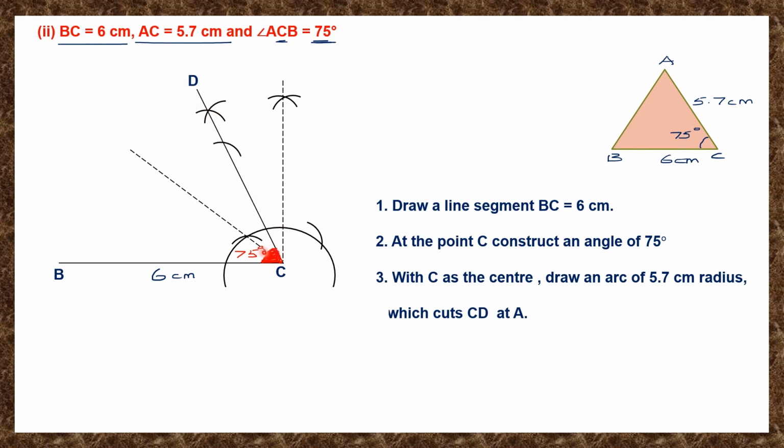Now let's see that. So here we have cut the line. This is 5.7. Okay, so here we're going to name this point A. Now join BA. So now can you see we have a triangle. So let's see whether we have everything. BC is 6 centimeters. Yes. Angle C is 75 degrees. Yes. Now CA is 5.7 centimeters.